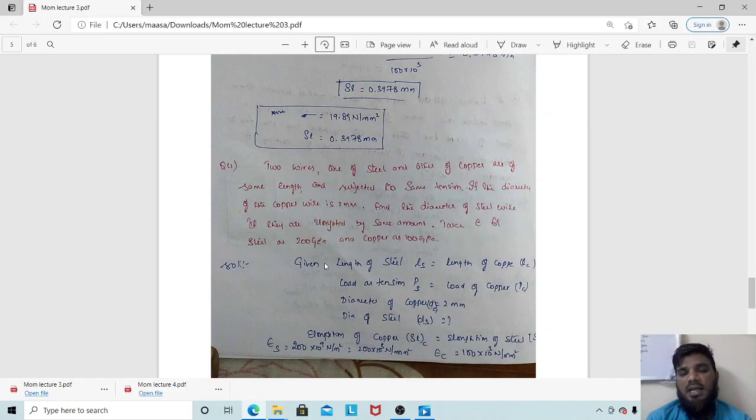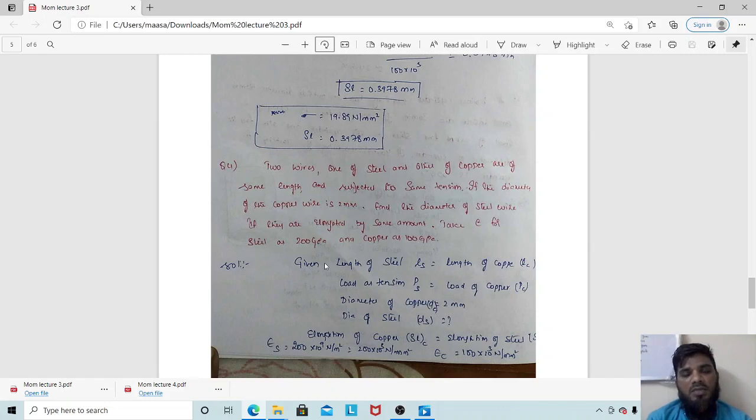So first let us take down the given data. The length of the steel, LS, is equal to the length of copper, LC, where they have given the steel and copper wire of the same length, so we are making it equal here. Next, load as tension in steel, PS, is equal to load of copper, PC. Both the loads are equal.